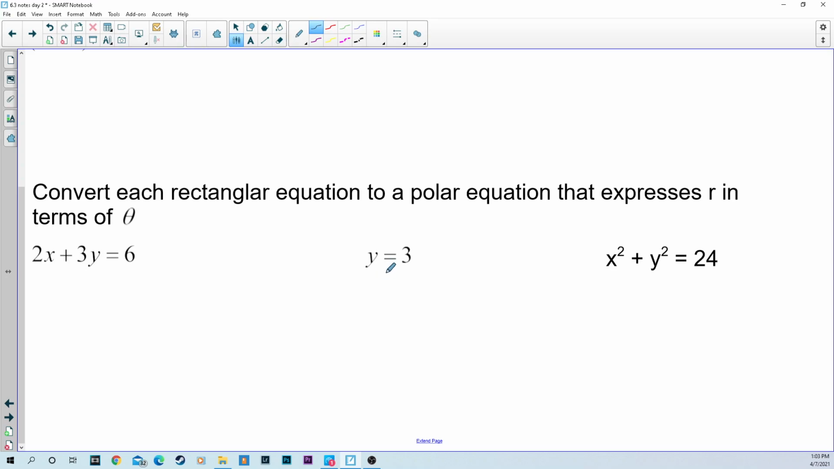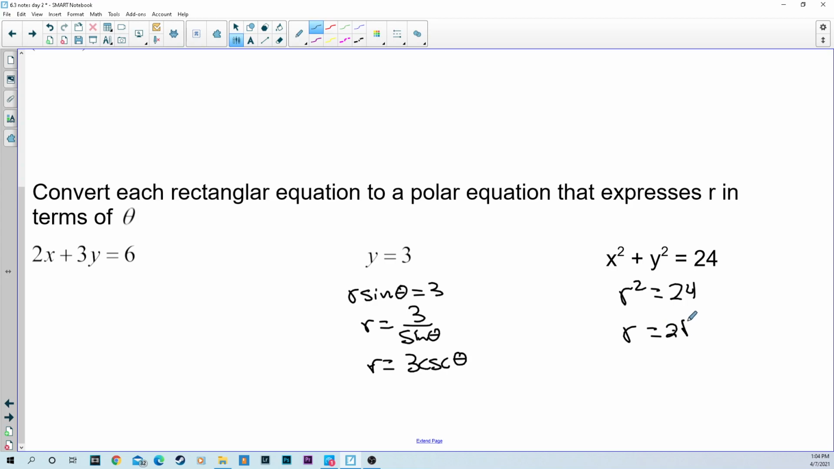Convert each rectangular equation. So this is r sine of theta is equal to 3. R is equal to 3 over sine theta. R is equal to 3 cosecant of theta. X squared plus y squared is r squared, so r squared is equal to 24. R is equal to 2 square root of 6.